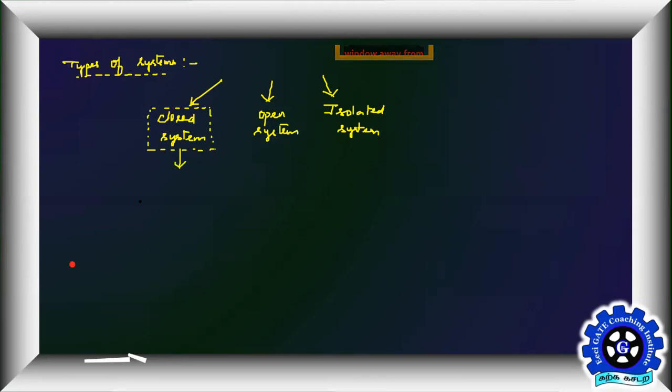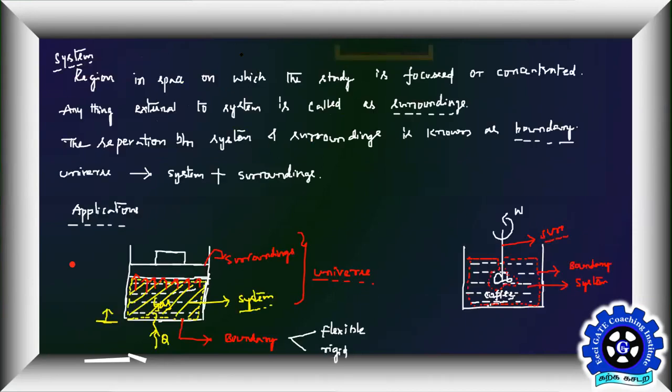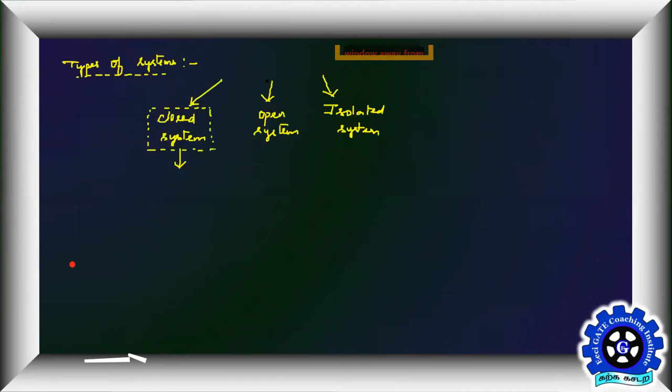Very good, fantastic. So you take any system. System means there's a statement for the system. You take any study, whichever your interest, whichever your focus. In that study, you see only energy interactions with the surroundings, no mass interaction. Those kinds of systems are technically called closed systems.